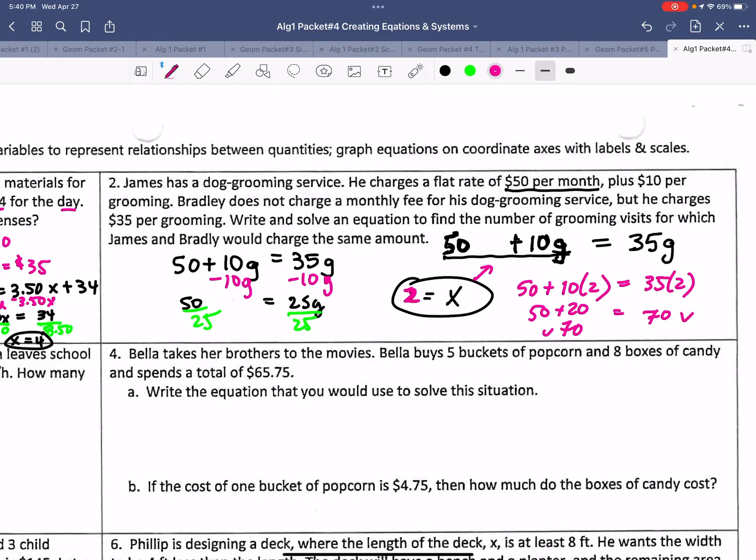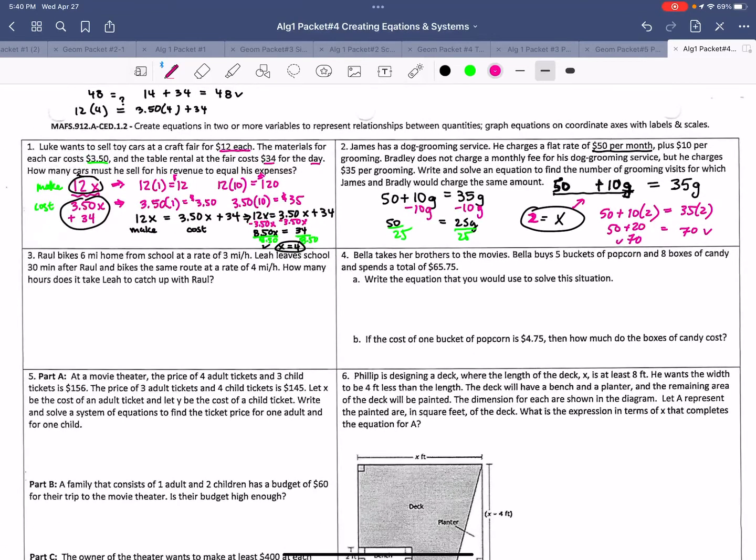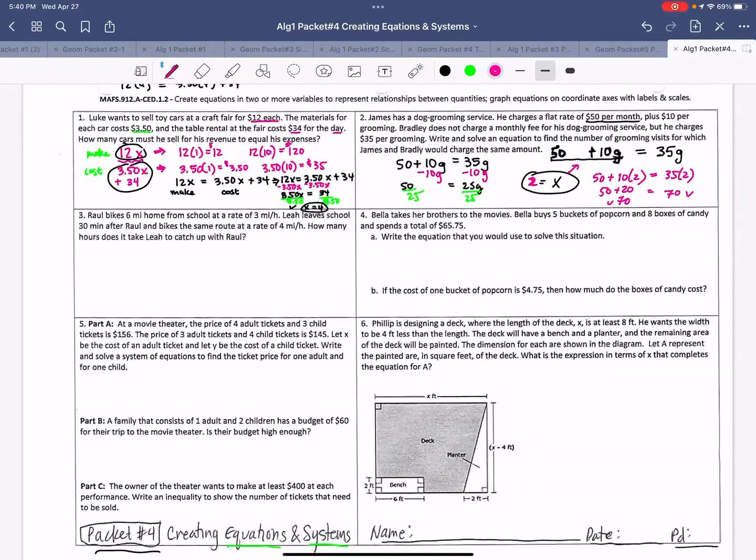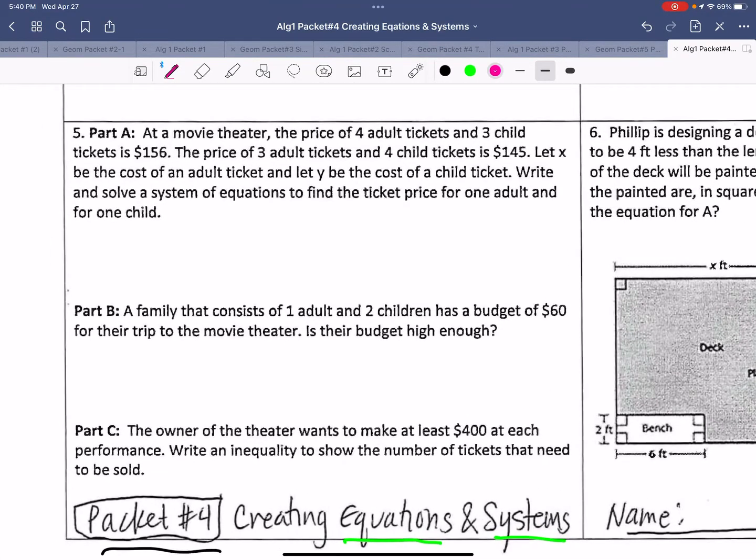Okay, so we know for sure our answer's 2. Nice work, guys. All right, let's look at maybe one more. Let's look at maybe one that's a little bit more complicated here. We'll look at part 5, or 5 part A.